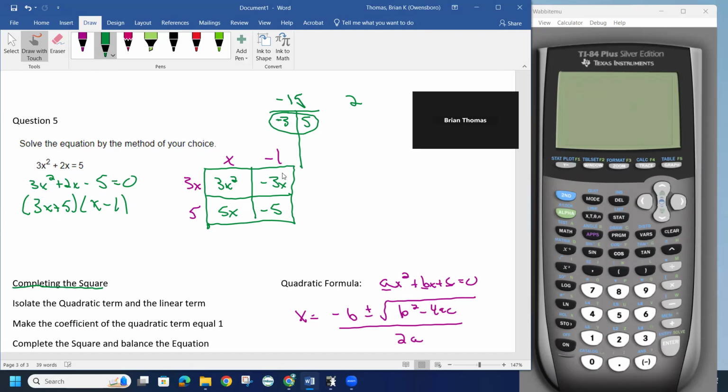So these edges become my factors. And then I just set each one of these factors equal to 0. And I'm going to get 3x equals negative 5, x equals then negative 5/3. And then x would equal 1. So that would be my two solutions. So x would equal negative 5/3, also 1. So it does have two solutions. So that would be the method of my choice.